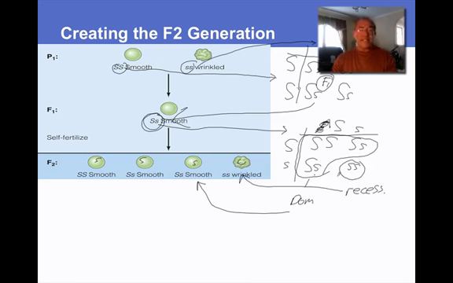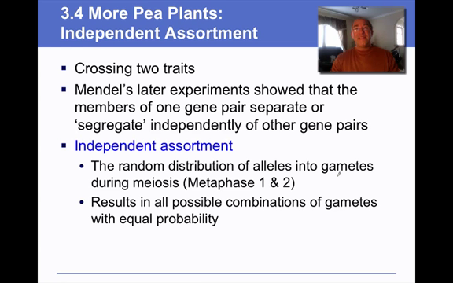Well, once Mendel had figured out his initial findings, he then went on to cross 2 traits. And what we do now is we cross 2 separate phenotypes, such as smooth and wrinkled and yellow and green, and so on and so on. And what Mendel showed was that members of one gene pair, in other words, for color, separate or segregate. That's what separate means and segregate means.